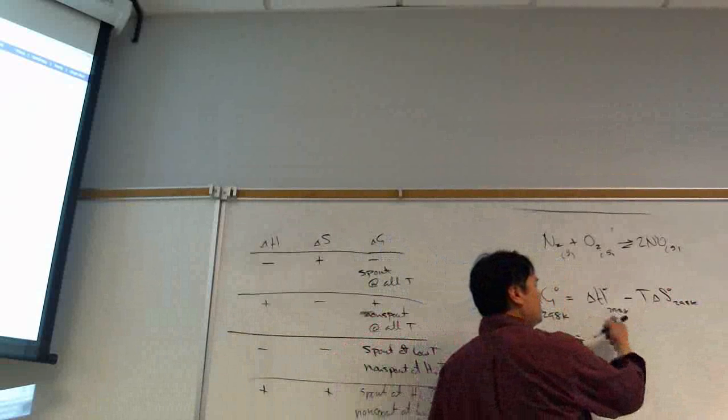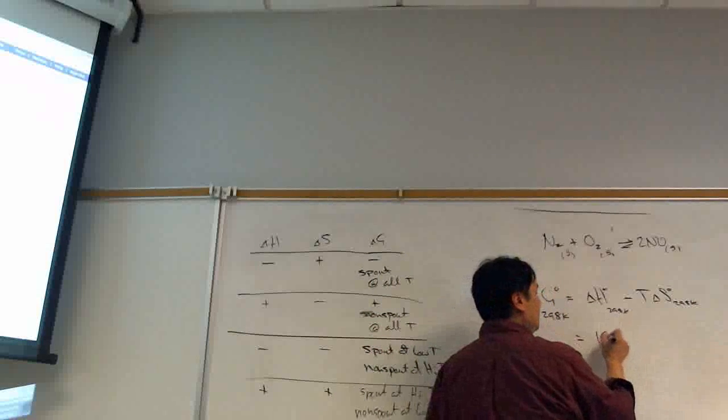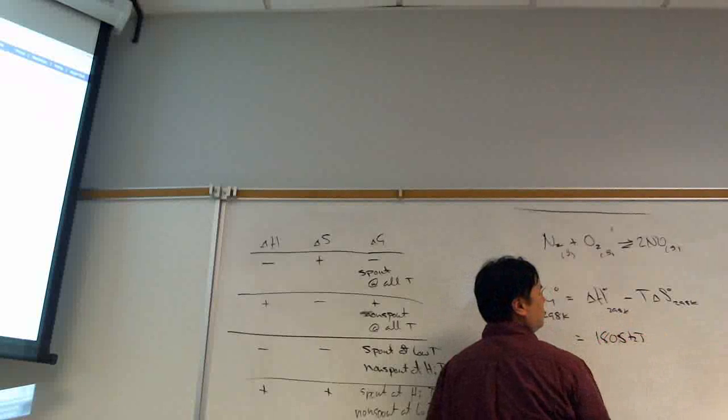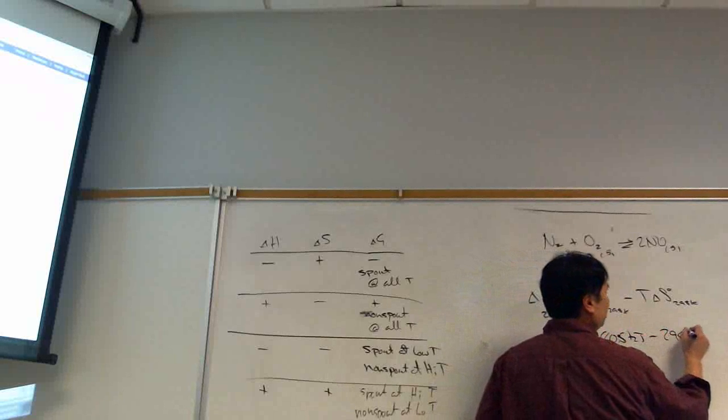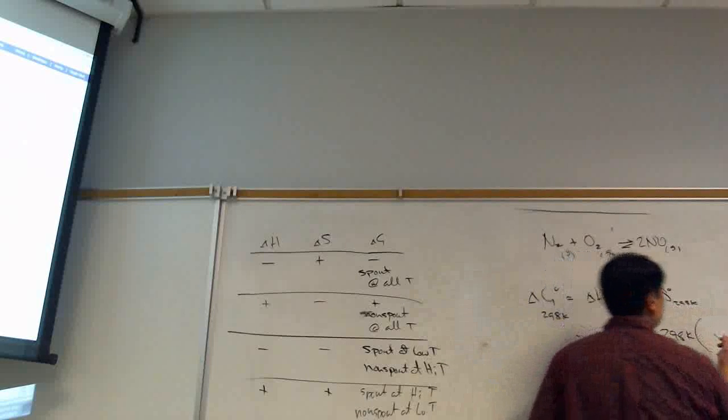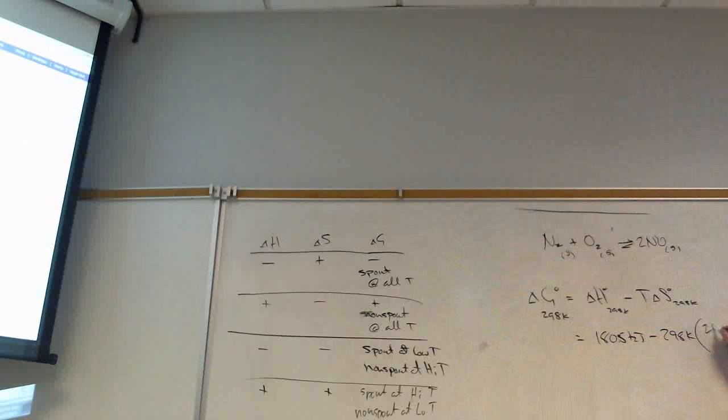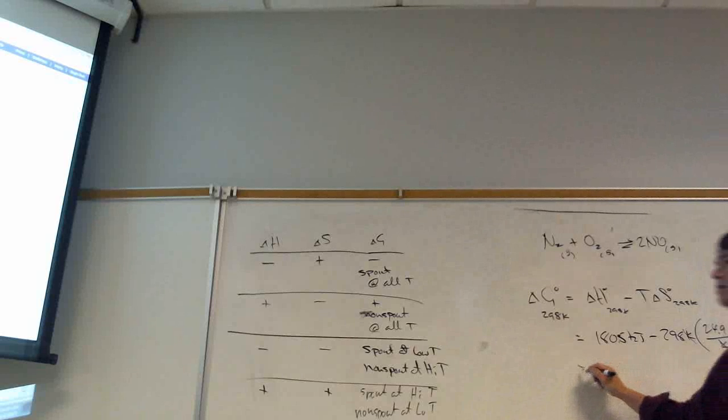And so what was delta H naught again? 180.5 kilojoules. T is 298 Kelvin. Delta S naught was 24.9 joules per Kelvin. Well, the units aren't going to work out. I got kilojoules here, I got joules here. The Kelvin nicely cancels. So we need to divide this by 1,000. 1 kilojoule is equivalent to 1,000 joules. And so now the joules cancel. Now we got kilojoules. Let's see what this is here.